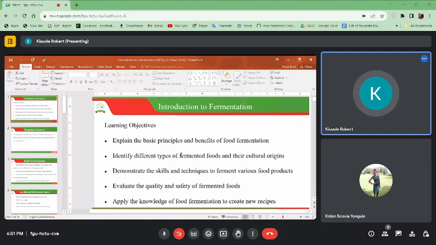to explain the basic principles and benefits of food fermentation, and also identify different types of fermented foods and their cultural origins. However, also demonstrating the skills and techniques to ferment various food products will also come in handy at the end of our engagement today. Also, we'll be able to look at and also evaluate the quality and safety of these fermented foods.